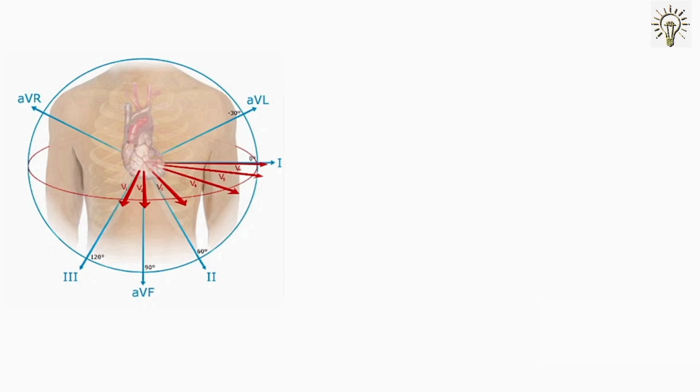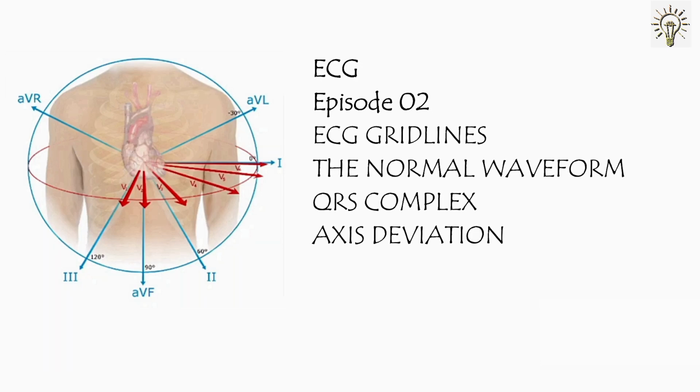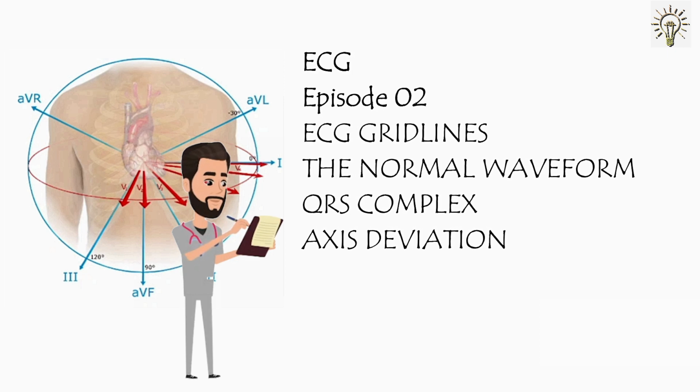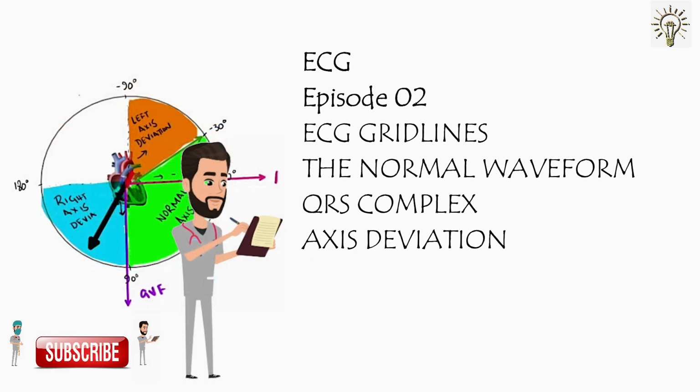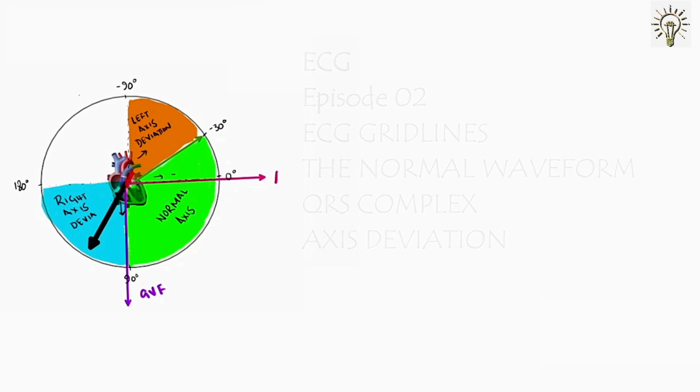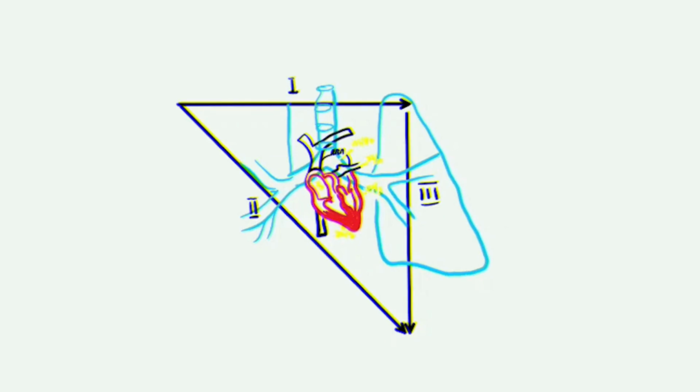In this episode, we will look into the normal ECG waveform generated by various leads. Once we understand the logic and connection between the heart's current directions and the way ECG leads view it from respective angles, we will have a better understanding of the ECG graph. Let's get into it.